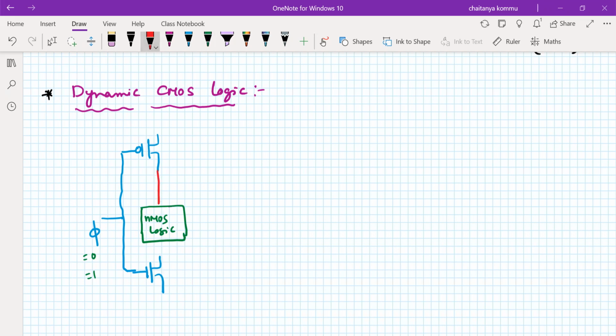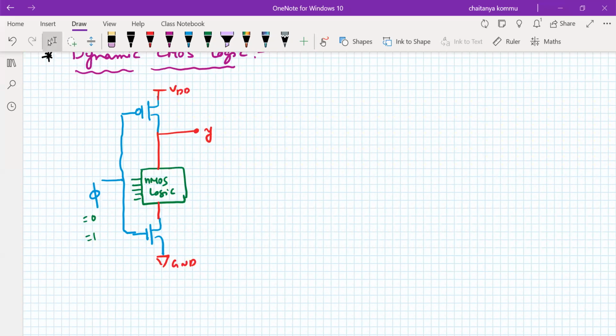Take a common point here, and connect this one to the ground, connect this one to VDD, and this is all Y. Apply the input signals here, something like this. Is it right? It is a generalized structure.